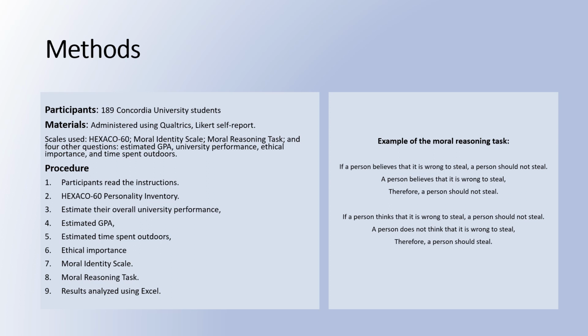The scales used are HEXACO-60, the Moral Identity Scale, a moral reasoning task involving conditional syllogisms, and 4 other questions: estimated GPA, university performance, ethical performance, and time spent outdoors. The procedure is as follows. First, participants read the instructions. Then they're presented with HEXACO-60. Once completed, they are asked to estimate their overall university performance, indicate their estimated GPA, indicate how much time they spend outdoors, and indicate how important it is for them to act ethically towards others.